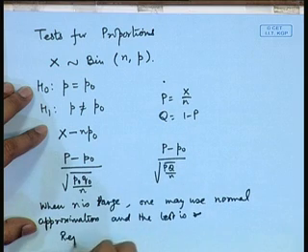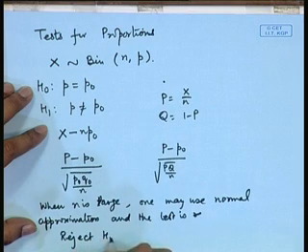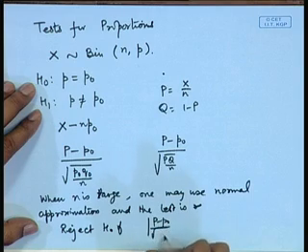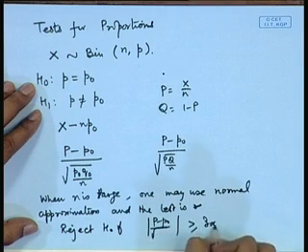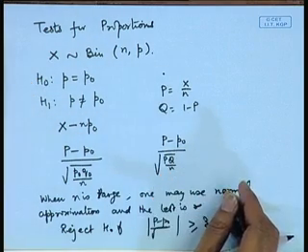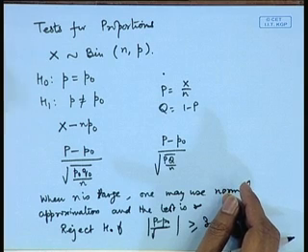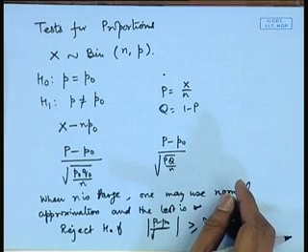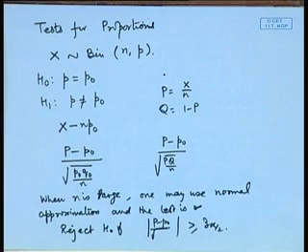reject H naught if z greater than z alpha by 2. Let me consider an example here.